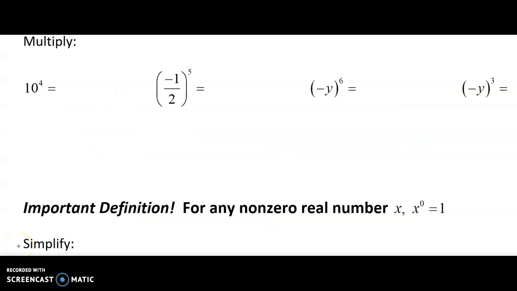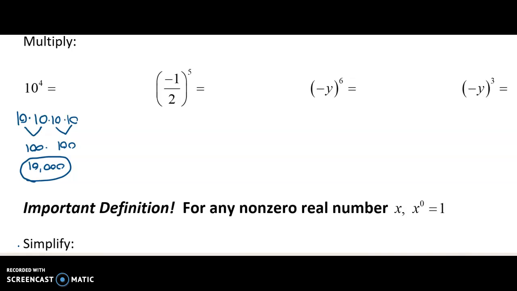Let's practice multiplying or evaluating exponential expressions. First, we have 10 to the fourth. What does that mean? It means 10 times 10 times 10 times 10. Well, we know that that's 100 times 100, right? Which would be 10,000.